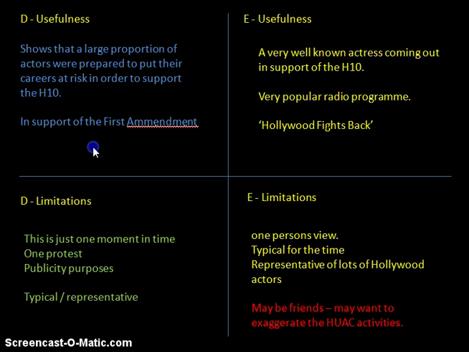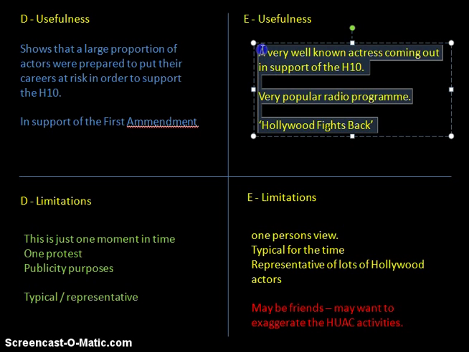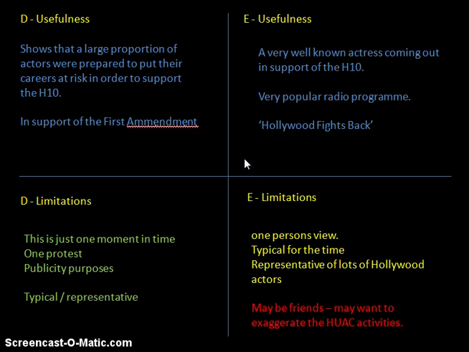So they were all strengths. It showed that a large proportion of actors were prepared to put their careers at risk, and that they were also in support of the First Amendment. Over here in E, we had the extract from Judy Garland's talk on the radio programme. We had here again lots of strengths. So the fact that she was a very well-known actress coming out in support of the Hollywood 10, it was on a very popular radio programme, it was a whole programme devoted to Hollywood Fights Back. So again, we've got lots of strengths here, lots of evidence to tell us about attitudes towards the Hollywood 10.